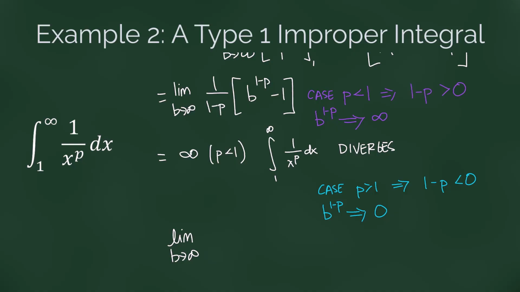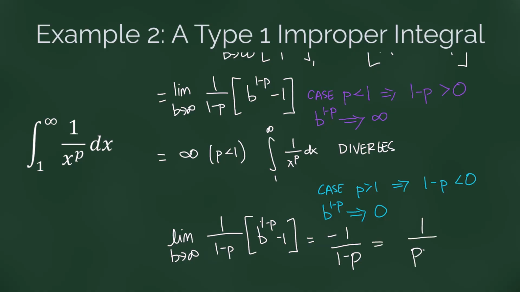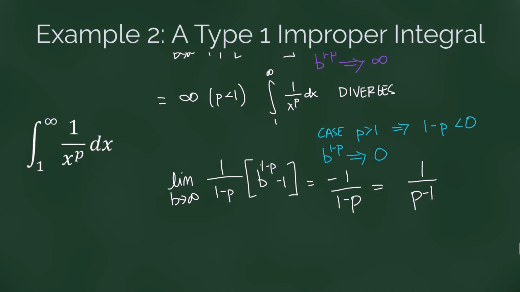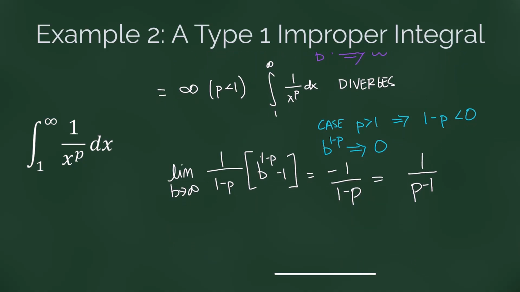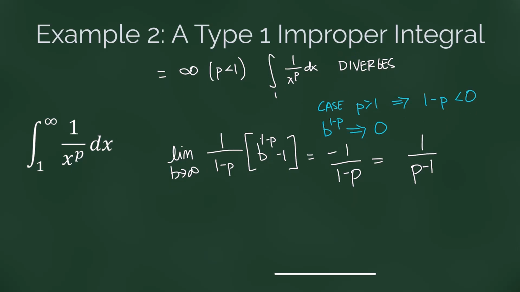as b goes to infinity of 1 over 1 minus p times b to the 1 minus p minus 1 is going to equal negative 1 over 1 minus p, which we can rewrite as 1 over p minus 1, which will be a positive number. It's an area, so it better be a positive number. It's an area of a function sitting entirely above the x-axis, so it better be a positive number. We get 1 over p minus 1, and that converges.